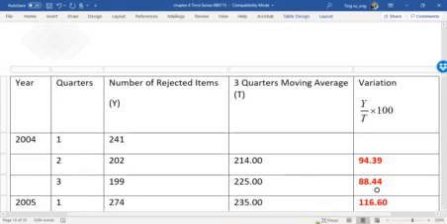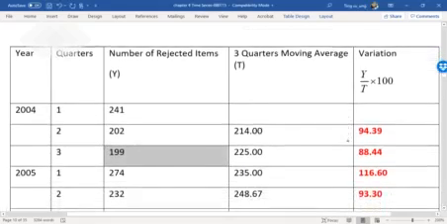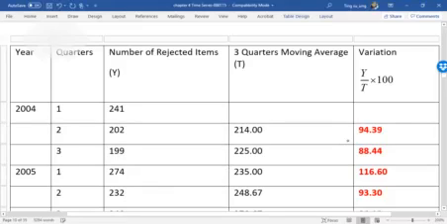Then continue. 274 divided by 235 times 100. You have 116.59. Okay, so round off, so 116.60. Okay, so continue.